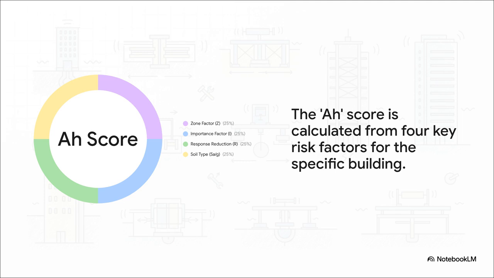That's the importance factor. Third, what's it built on? Soft, jello-like soil is way worse than solid rock. And finally, how is the building itself designed? Is it flexible and built to bend without breaking? That all gets combined to create that one powerful number.